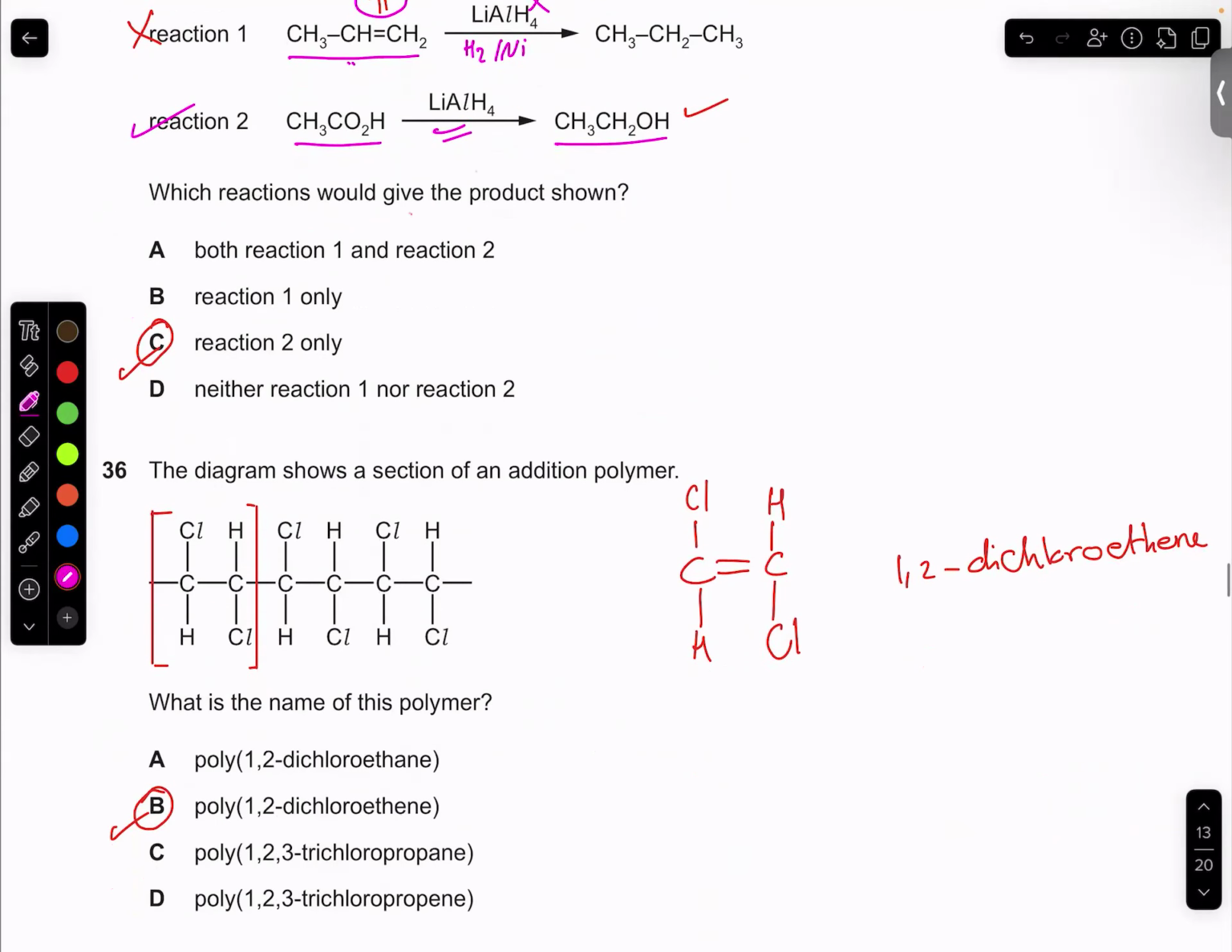Which reactions would give the product shown? Both reaction 1 and 2 wrong. Reaction 1 only wrong. Reaction 2 only correct.